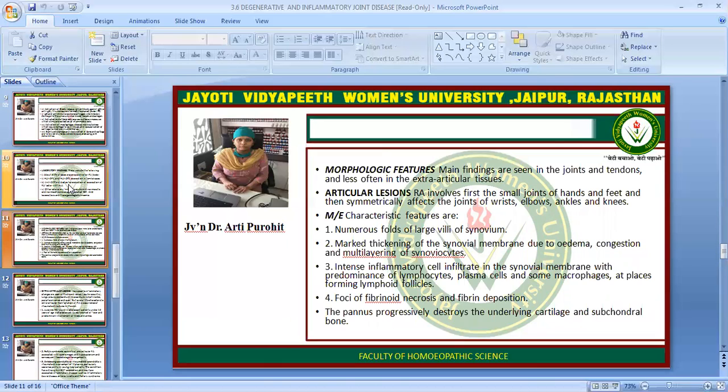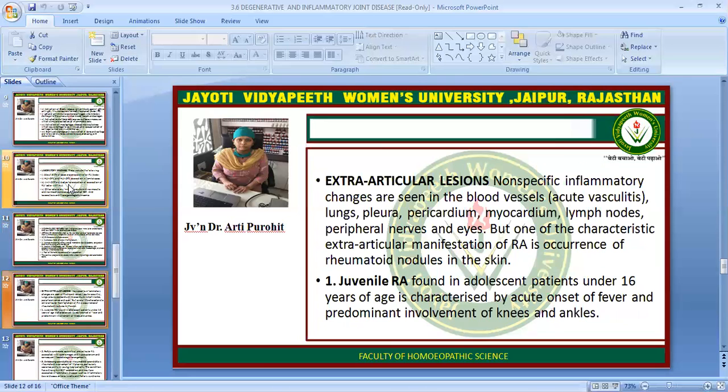In articular lesions, RA involves the small joints of the hands and feet and symmetrically affects the joints of the wrist, elbow, ankle, and knee. Microscopic examination shows numerous folds of large villi of the synovium, and marked thickening of the synovial membrane due to edema, congestion, and multilayering of synoviocytes. There is intense inflammatory cell infiltrate in the synovial membrane with predominance of lymphocytes, plasma cells, and some macrophages, at places forming lymphoid follicles. There are foci of fibrinoid necrosis and fibrin deposition. The pannus progressively destroys the underlying cartilage and subchondral bone.